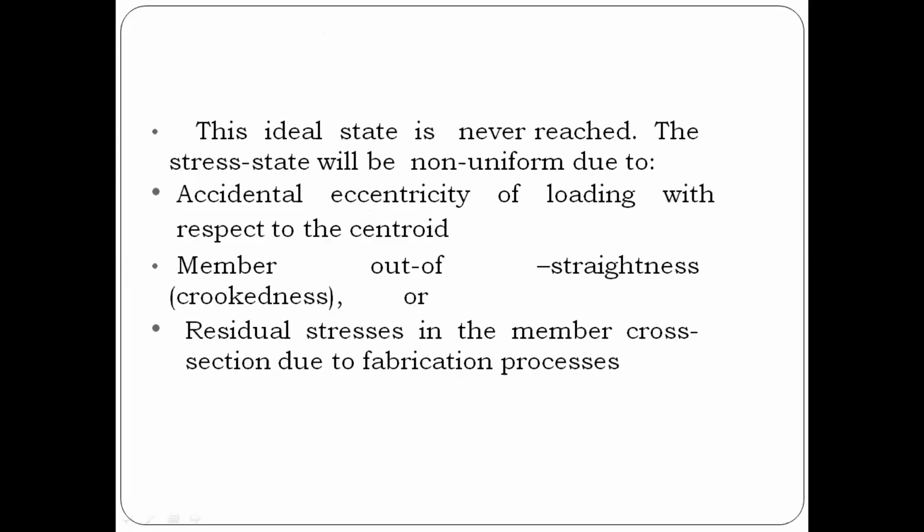Coming to the ideal state, see how we define the ideal state of the column. The ideal state is never reached. The stress state will be non-uniform. Let us take an accidental eccentricity of loading with respect to the centroid. In reality, even though engineers try their maximum to transfer the load exactly through the centroid of the column section, unfortunate eccentric loads definitely arise, and the member may tend to buckle. No one can avoid those eccentric loads.